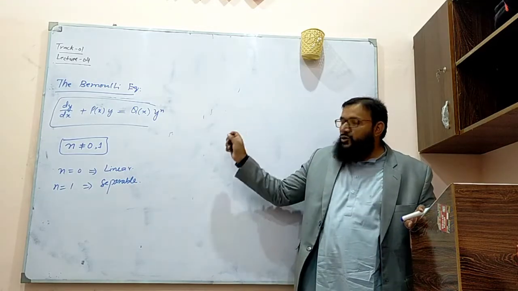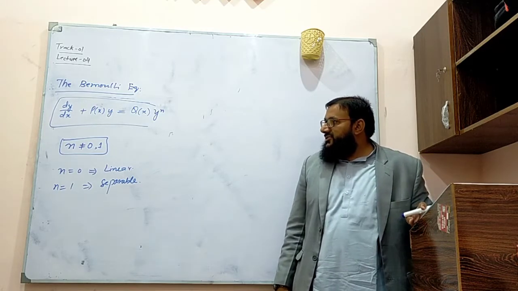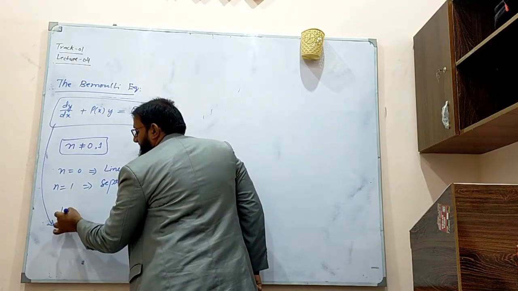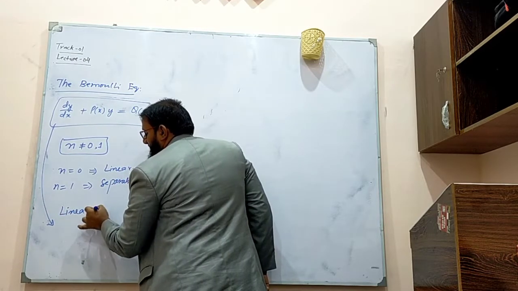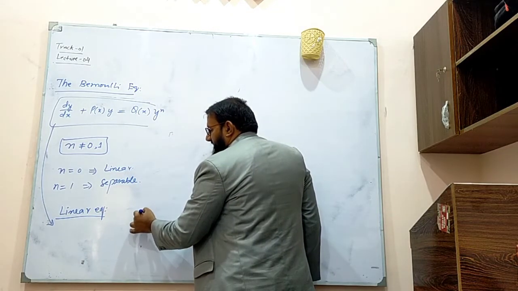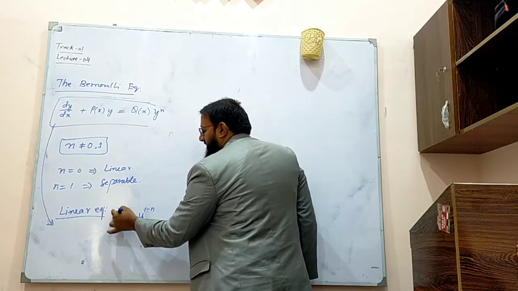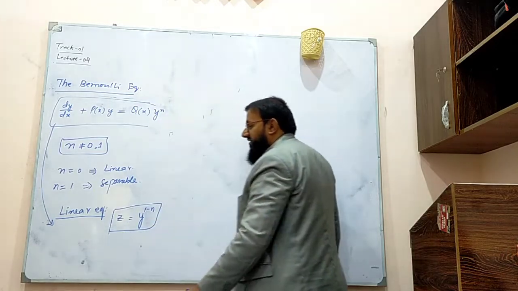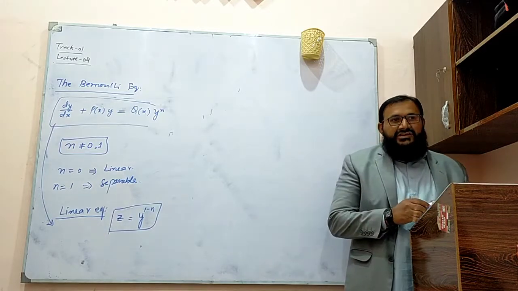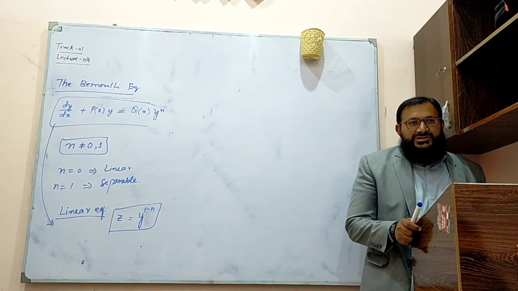The next thing is how to solve this differential equation. The method for solution is, first you convert this equation into a linear equation by applying some transformation. You take y to the power 1 minus n and make it equal to some other variable, let's say z, and when you apply this transformation, this equation becomes a linear equation. After that, you know very well how to solve a linear equation. So this is the method to solve this particular equation.